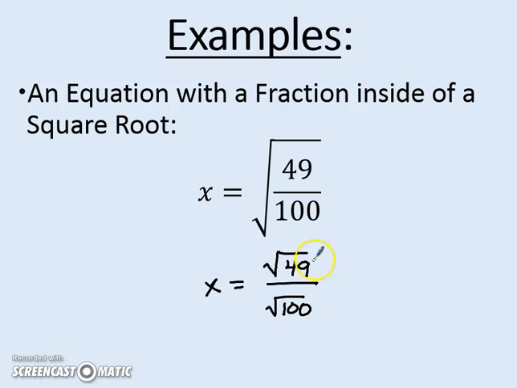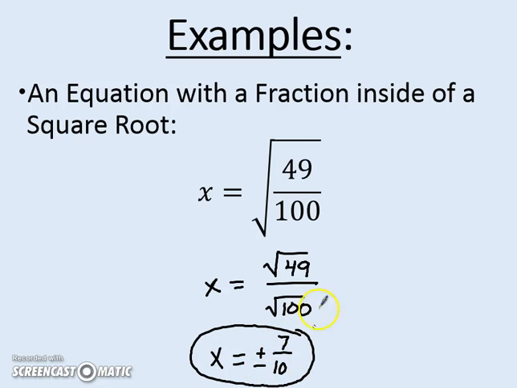Remember, every square root without a context, meaning just in general, no word problem with it, is going to be positive or negative. So we have positive or negative. The square root of 49 is 7, and the square root of 100 is 10. So this equation is equal to positive 7/10 or negative 7/10. We can't tell which one because we're not looking at a context, a real world situation.